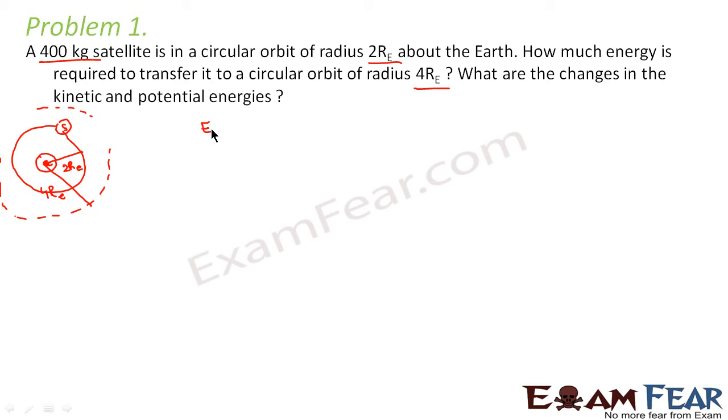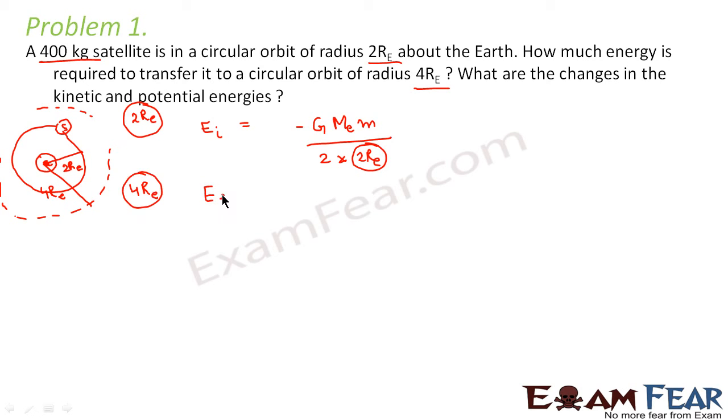So see, energy in the initial case. In the initial case, it is moving in a radius of 2 RE. So in this case, the initial energy would be minus G ME into M divided by 2 into 2 RE, because in this case the radius is 2 RE. In the final scenario, it is moving in an orbit of radius 4 RE. So the final total energy would be minus G ME into M divided by 2 into 4 RE, because here the radius itself is 4 RE.